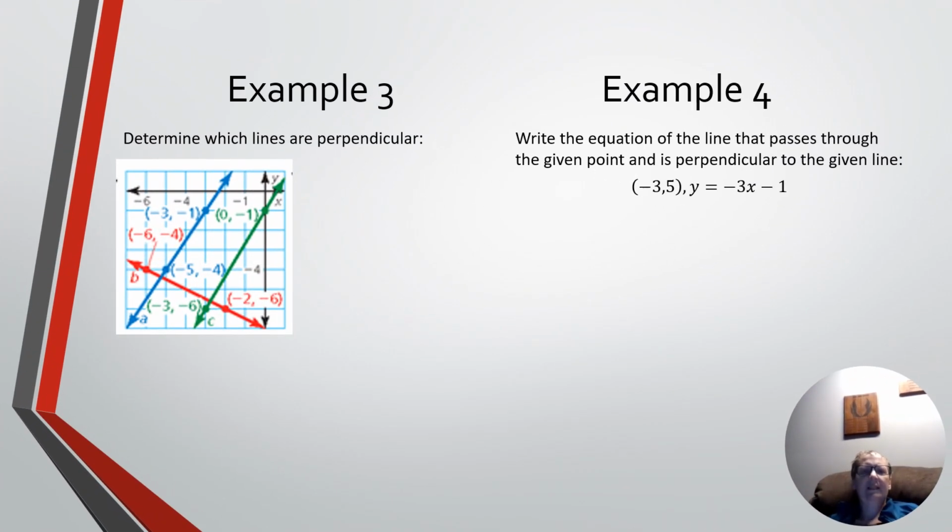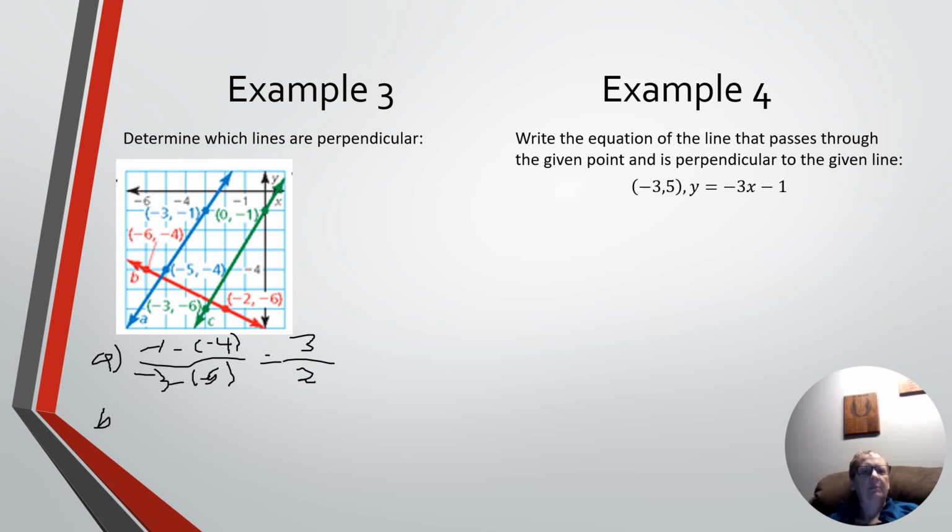Okay, example 3 is a lot like example 1, except we're finding which ones are perpendicular. We're looking for slopes that are opposite reciprocals. So again, we're going to find all the slopes. So we'll start with A. So change in y. So we have -1 minus -4, looking at the blue points up there. And then -3 minus -5. So -1 minus -4 is 3. -3 minus -5 is 2.